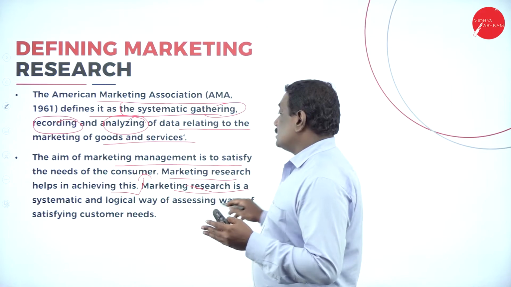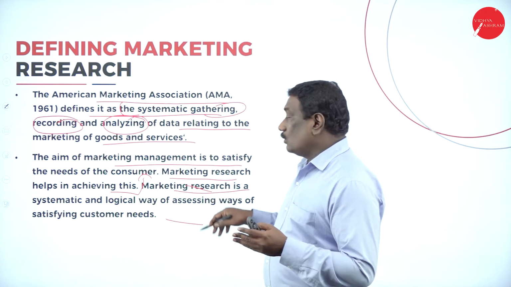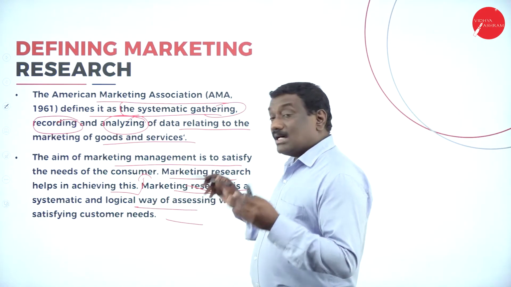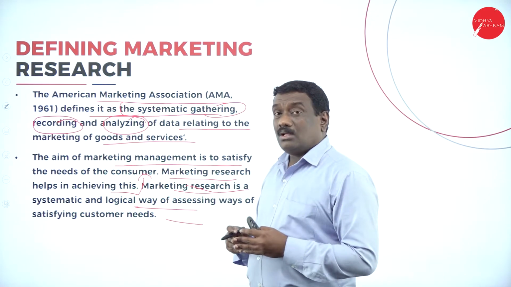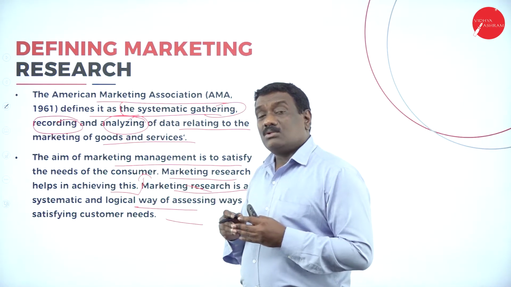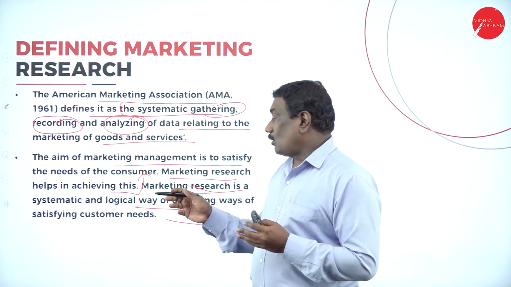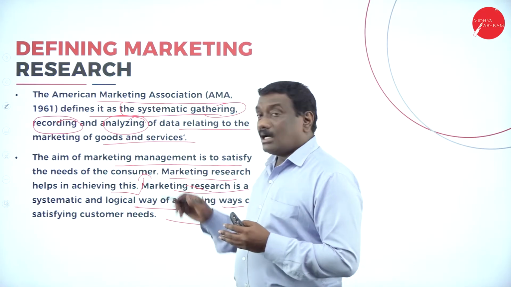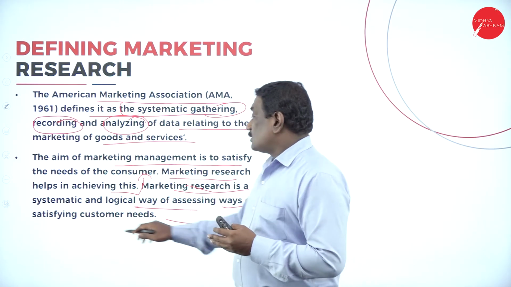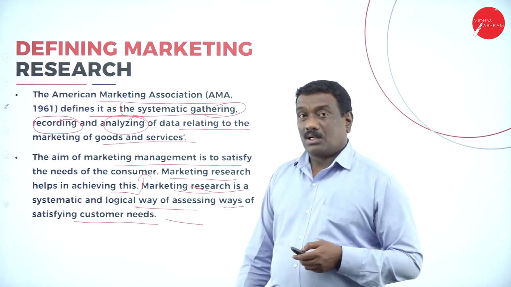So marketing research is systematic, and as I told you, it is a logical way of assessing. Logic means thinking. So you need to think about what important things you need to find out and how to solve the problem which comes up in the marketing aspects. So these are the ways of satisfying the customer needs and wants.